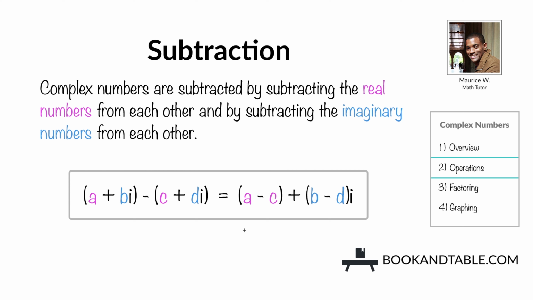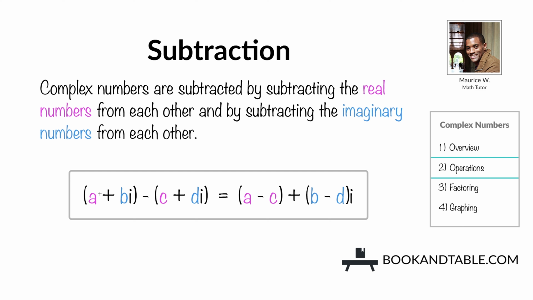Let's now discuss subtraction. Complex numbers are subtracted by subtracting the real numbers from each other and by subtracting the imaginary numbers from each other. So if you had a plus bi minus c plus di, since you are subtracting a term with two parts, you will need to distribute this negative 1 to each term inside of this complex number, both the real number and the imaginary number. And the result will wind up being negative c and negative di.